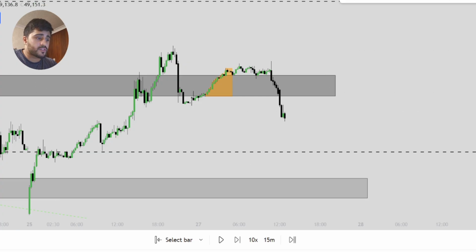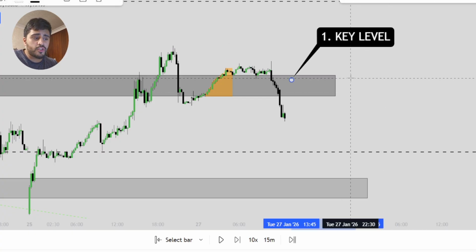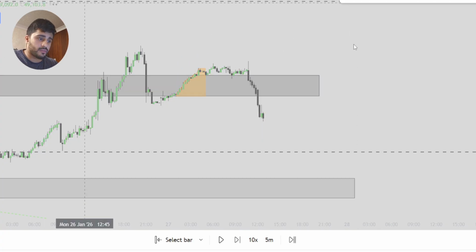So this is the first of the triple X model. We have a key level. This is step 1, key level. Now, once you have a key level, how do you validate it? What do you look for inside of a key level? This is where we're going to go down to the 5-minute chart.